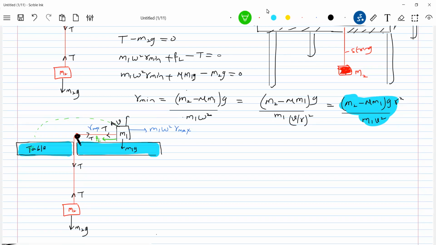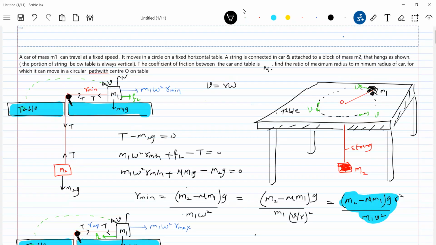Sir, shouldn't it be R minimum square? M omega square R, no? What is the pseudo force? Sir, in the last equation, the highlighted one, sir. In this case, radius is minimum, right, sir? Okay, wait. Yeah, I'll make some correction.